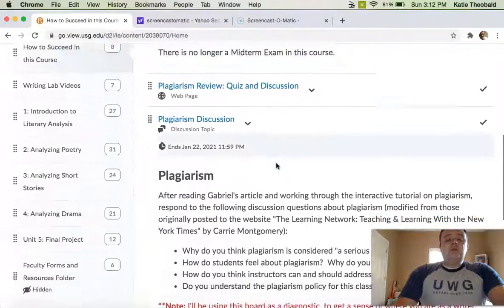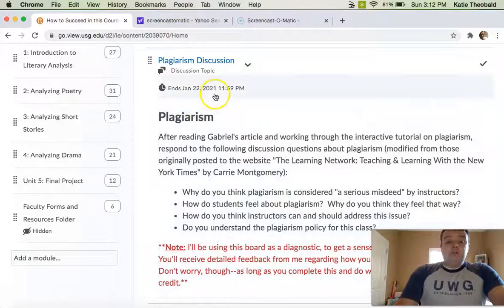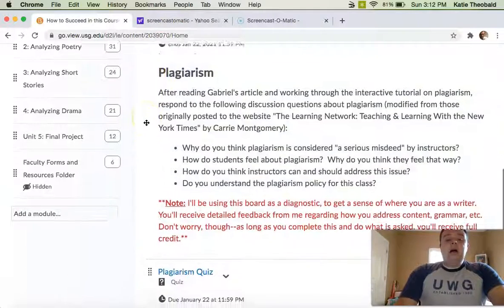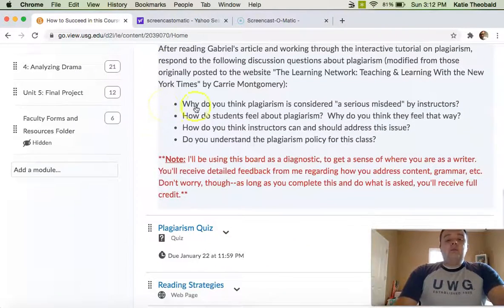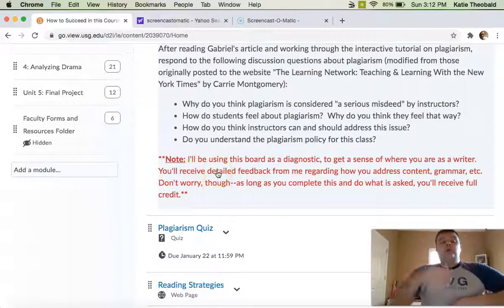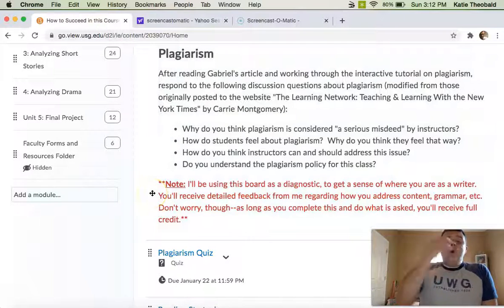But then also you'll notice you do have a plagiarism discussion post. So make sure that you complete that by the 22nd at 11:59. There will be an article within the content here that you'll need to read, and you'll need to respond to these questions. Now, you'll notice here in the discussion instructions that I have a note here in red. What I like to do with this particular discussion board in this class, every time I teach it, is use this board as a diagnostic, meaning I'm using this as a way to gauge how you are as a writer and who you are as a writer up to this point.